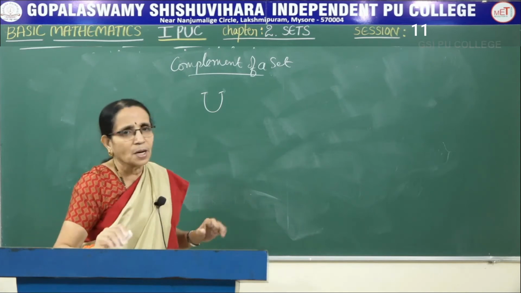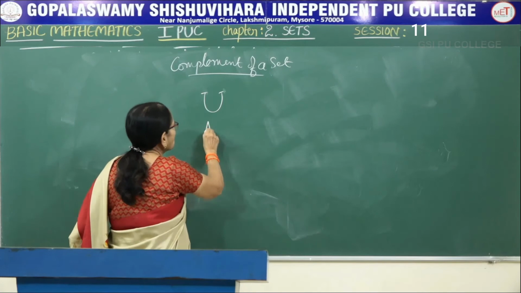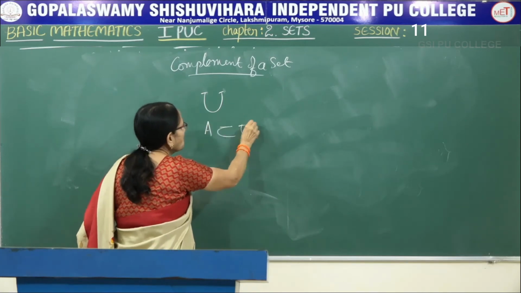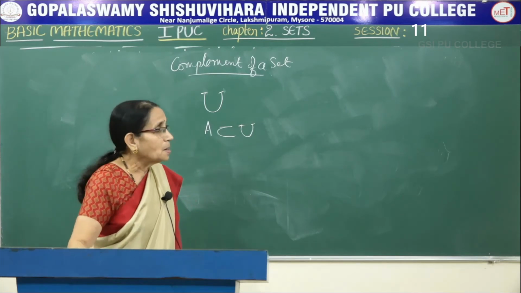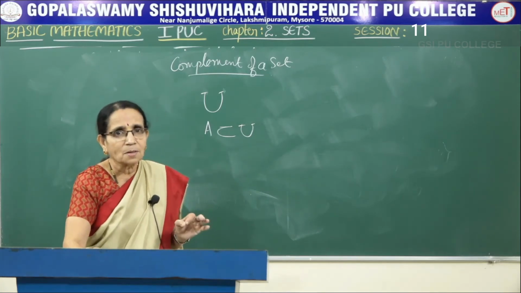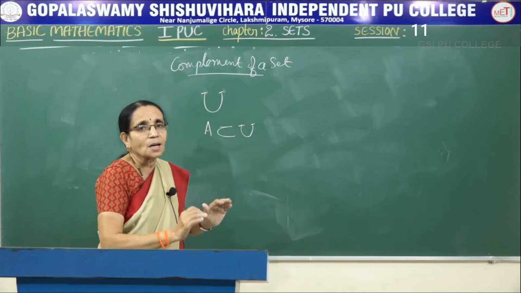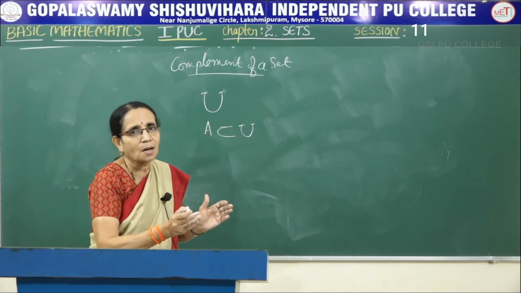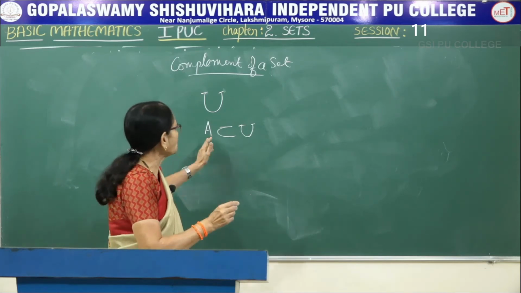Now let U be some universal set. Now let A be a subset of U. That means it is a part of U. Then the set of elements which are in U but not in A, that is the elements which are outside the set A, they form a set which is called the complement of the set A.